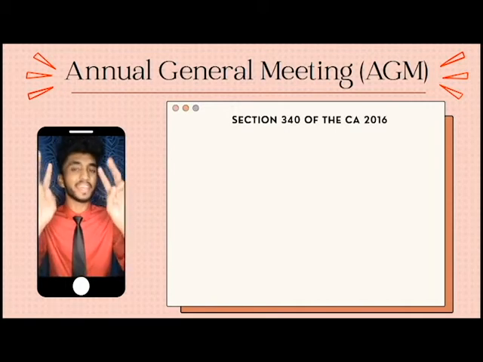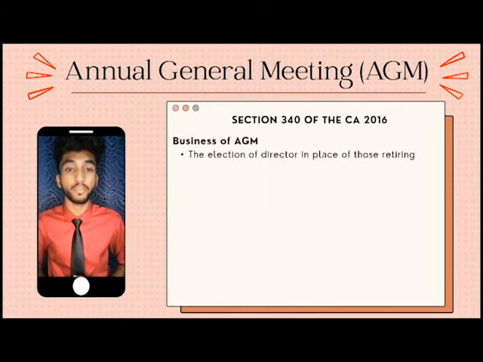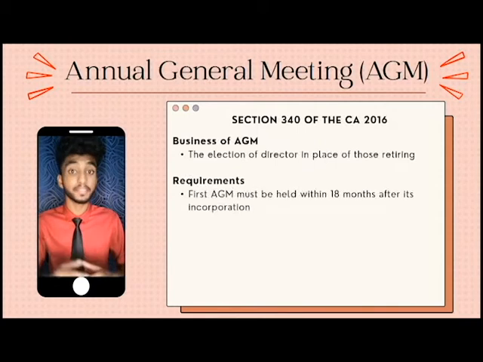Usually, the business of an AGM is to receive the financial statements and reports of the directors and auditors. Next, to elect the directors in place of those retiring and to fix the fees of directors. On the other hand, it also covers any resolution or other business of which notice is given in accordance with the Companies Act 2016. An AGM must be held within 18 months after incorporation.